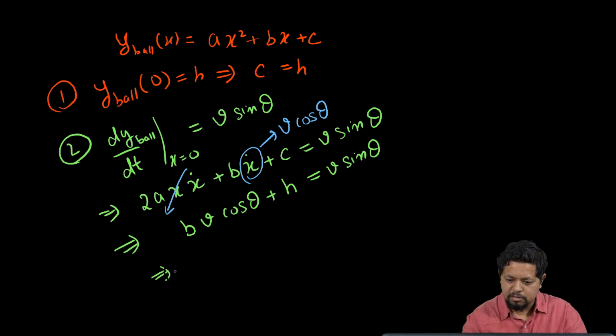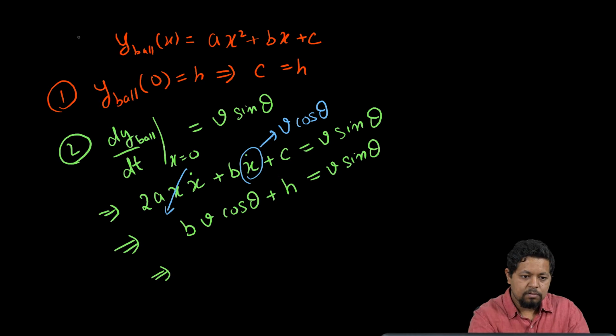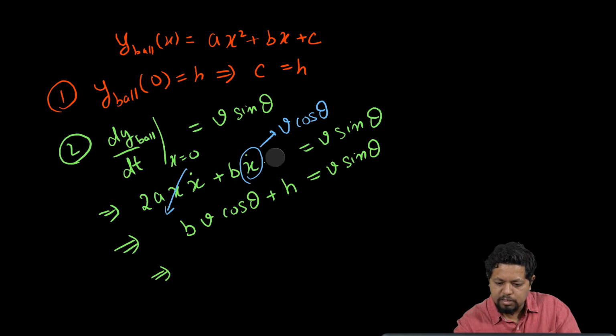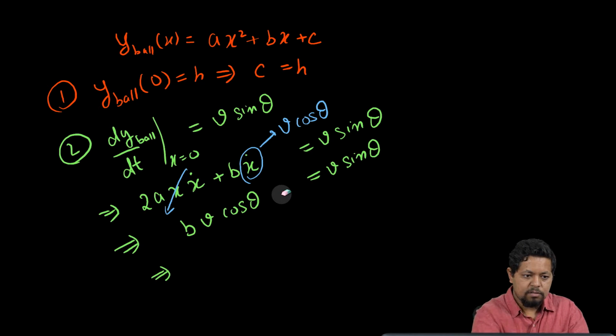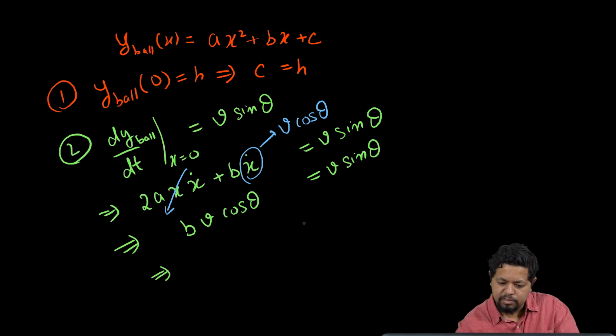Oh, sorry, there's a mistake here. When I take dy by dt, there is no c, so we get rid of that, and so we just have b v cosine theta is equal to v sin theta, and that gives me b equal to tangent theta.